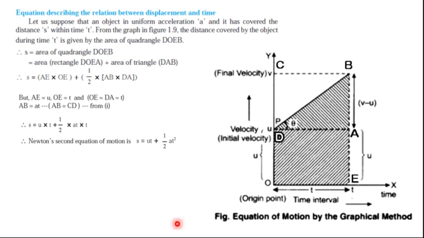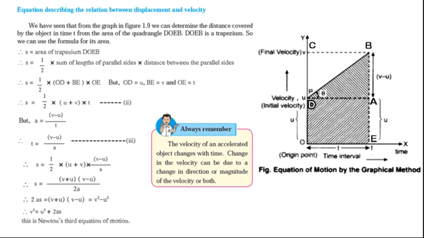Now the third and last equation of Newton gives us the displacement and velocity relation. Now see, the same diagram is here. We have seen in the graph in figure 1.9 that we can determine the distance covered by an object in time t from the area of quadrilateral DOEB. DOEB is a trapezium, so we can use the formula for this.